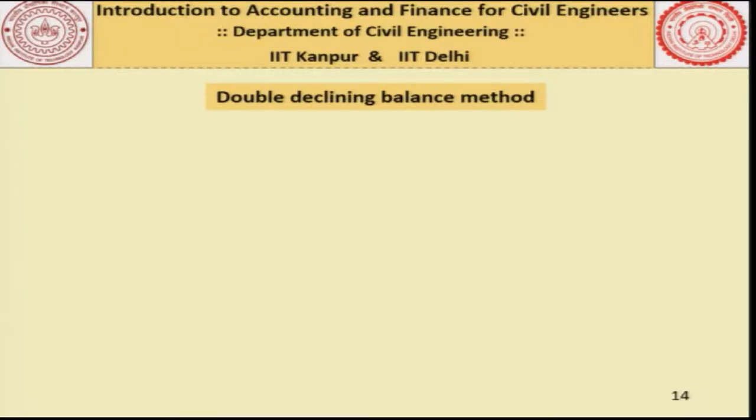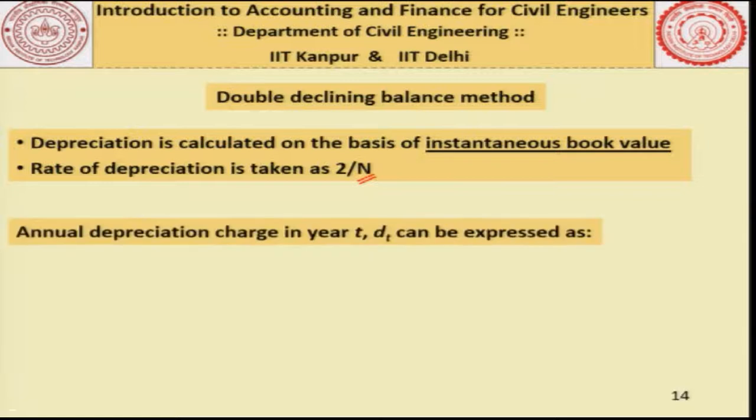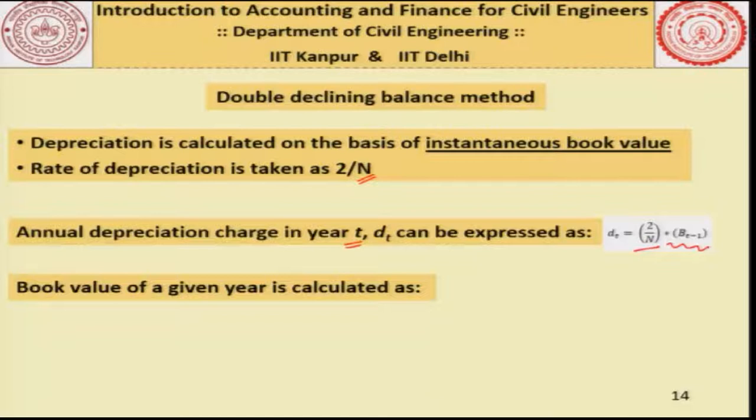Now, let us come to the double declining balance method, where the depreciation is calculated on the basis of the instantaneous book value and not on the difference between the book value and the salvage value and so on. And the rate of depreciation is taken as 2 by n, where n is the service life of the equipment. And the annual depreciation charge in this case can be expressed as 2 by n times the book value of the asset at the start of that particular year. So, in year T, we take the book value at T minus 1. And the book value at the end of the year can be calculated as the previous book value minus obviously the depreciation which has taken place in that year.